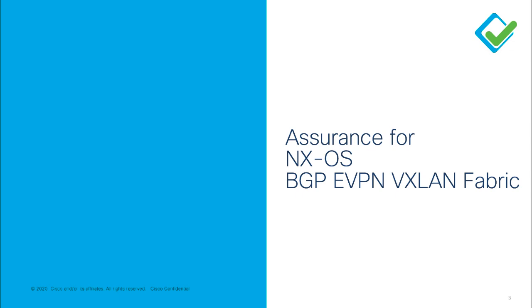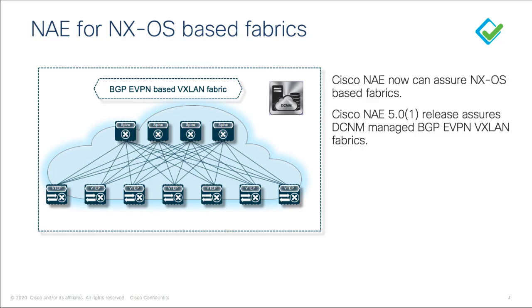5.0.1 release extends NAE's network assurance support to NXOS-based data center fabrics. Now, NAE can support ACI fabrics as well as DCNM-managed NXOS fabrics, starting with the support for BGP EVPN-based VXLAN fabrics. NAE discovers the fabric topology through DCNM, then queries the network switches for configuration and operational states and builds a network model for analysis to assure the network's configuration and operational states.